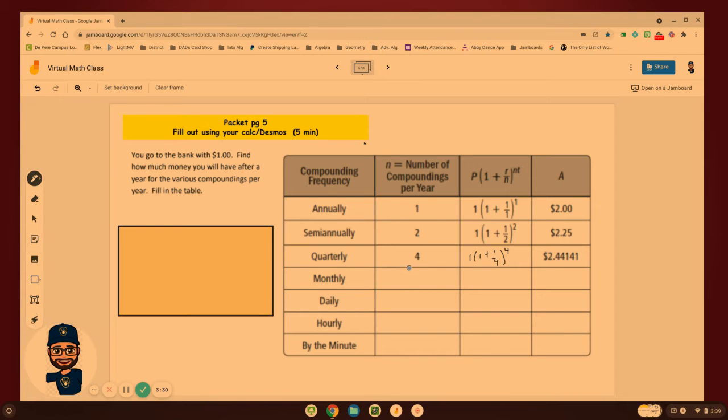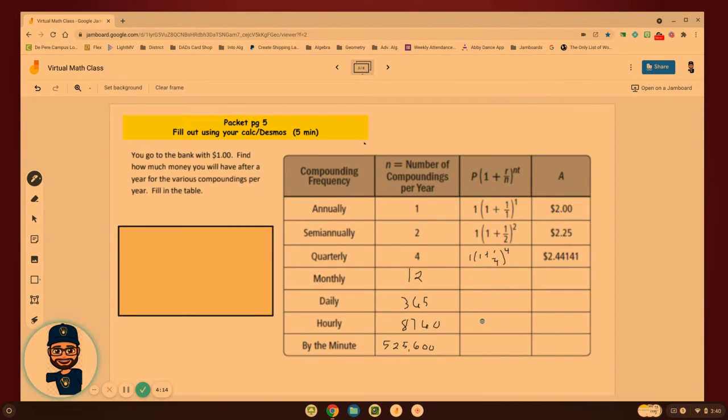$2.44. Monthly, we'd be doing it 12 times. Daily would be 365 times. Hourly, how many hours are there in a year? Well, there are 24 hours in a day times 365 days, which would be 8,760 hours. So you'd be getting it every single hour for the entire year. If we wanted to figure out by the minute, we would have 525,600. That's how many minutes are in a year. Then we'd have to use these numbers up in here.